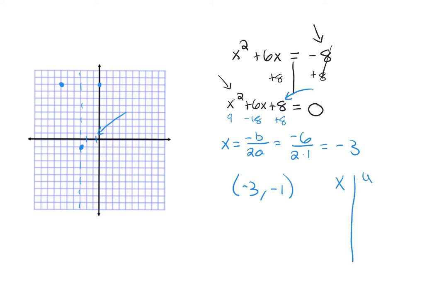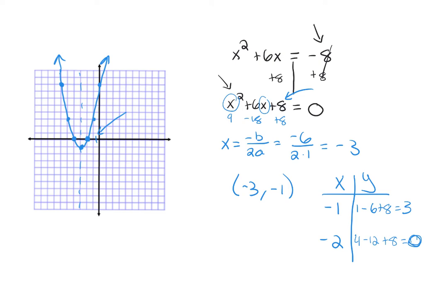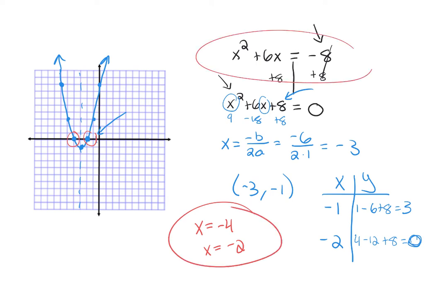So if I make an xy table, let's plug in negative 1 and negative 2. If you plug in negative 1, I'm going to have 1 minus 6 plus 8, which will be 3. So negative 1, 3 is here. I'm going to reflect that. If we plug in negative 2 for x, I'll have 4 minus 12 goes to negative 8 plus 8. Hey, there's a 0. Negative 2, 0. And if I reflect it over, I have negative 4, 0. So I'm going to graph this point and this point. When x equals negative 4 and x equals negative 2, those are my solutions to that equation.